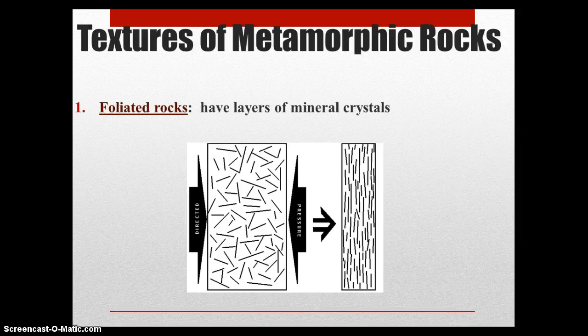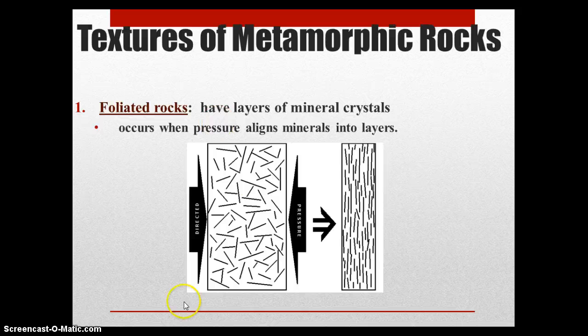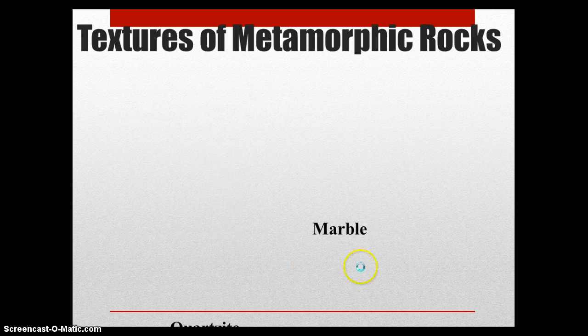So, types of metamorphic rocks. We have foliated, which have layers of mineral crystals. I would draw these, by the way. This occurs when pressure aligns minerals into layers. Once again, you have all of these unorganized minerals, and when they become foliated, they become straight lines.